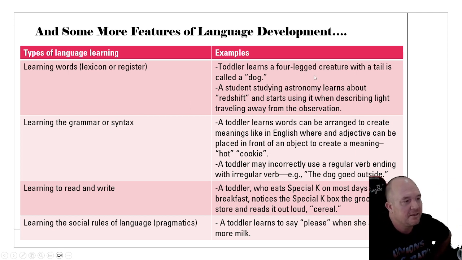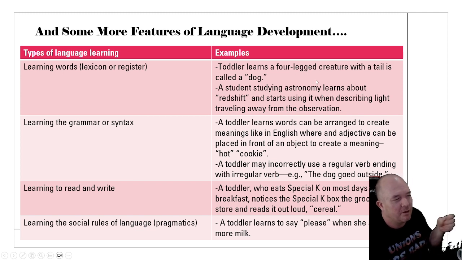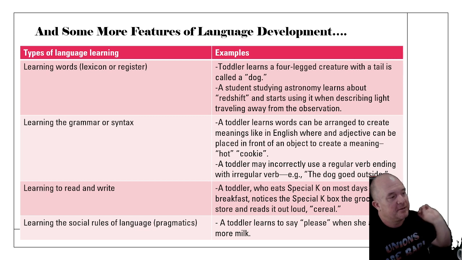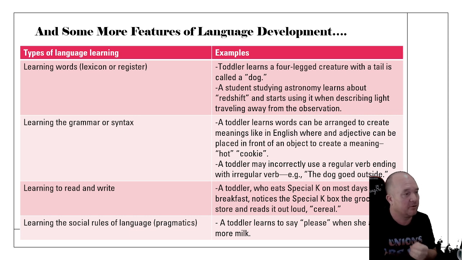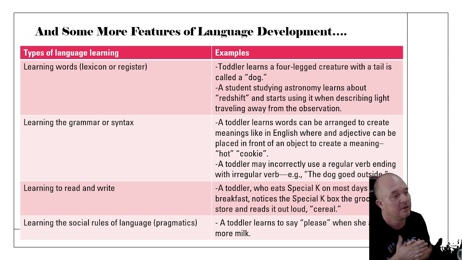Someone who's studying astronomy learns a word called redshift. And then they'll start using it when describing how, when you're measuring light traveling away from an observer, it shifts more red in the light spectrum. And so they start using this term, redshift. That's learning the lexicon or the register of astronomy.